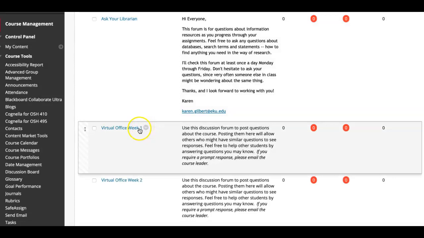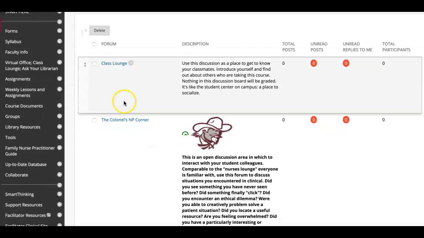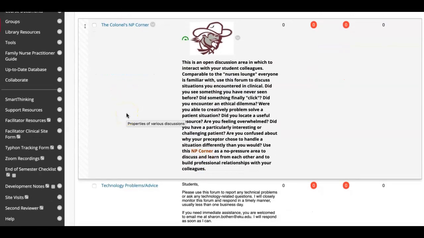I encourage you to click on these, and I have already subscribed to each week so that I will get an email notification if someone posts here, so I don't want to unsubscribe. But if you'll subscribe to each one of these, then you also will get an email notification when someone posts there. Do the same for any one of these links. If you want to subscribe to Class Lounge or subscribe to Colonel's NP Corner.